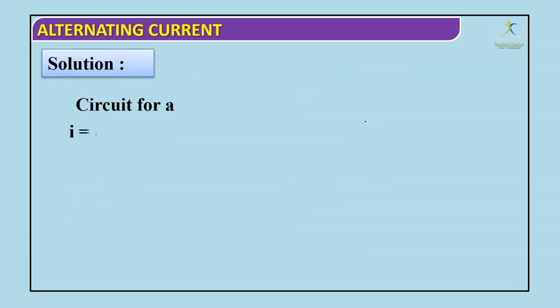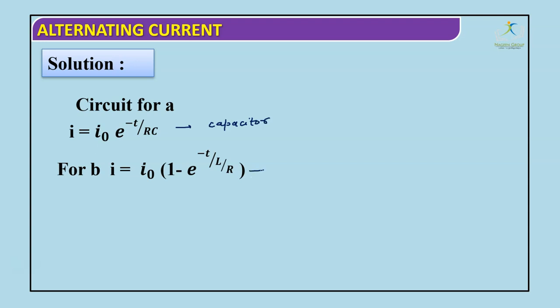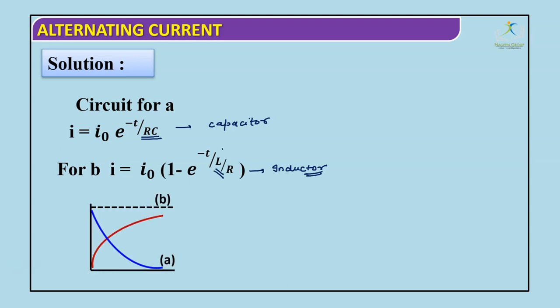See, for the circuit, I equals I naught e to the power minus t by RC, that we know. And at the point B, this is the case of a capacitor and this is the case of an inductor. This is the case of the current when R and C are present, and this will be the situation when L and R are present. So according to that, the graph will be minus t by RC for the first one, and minus t by L by R for the second one. The second option is the right answer.